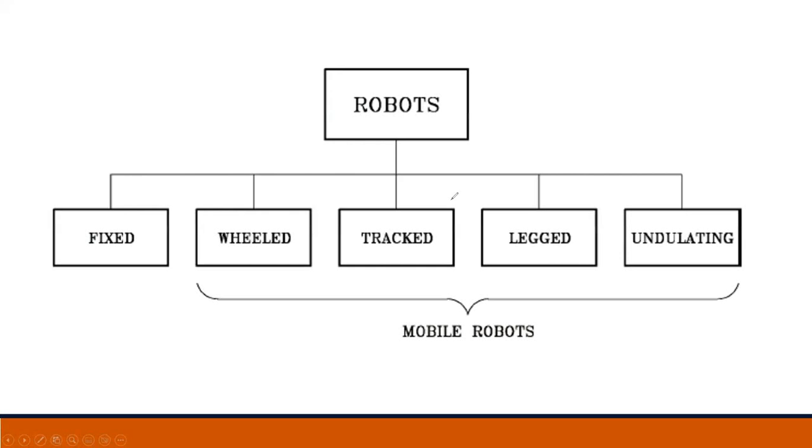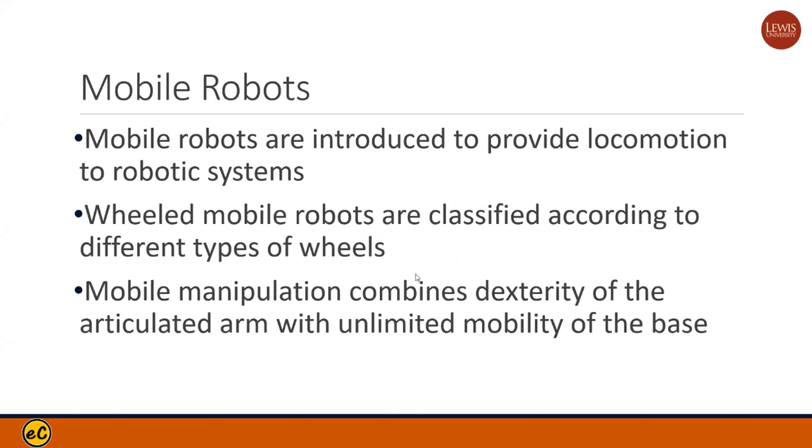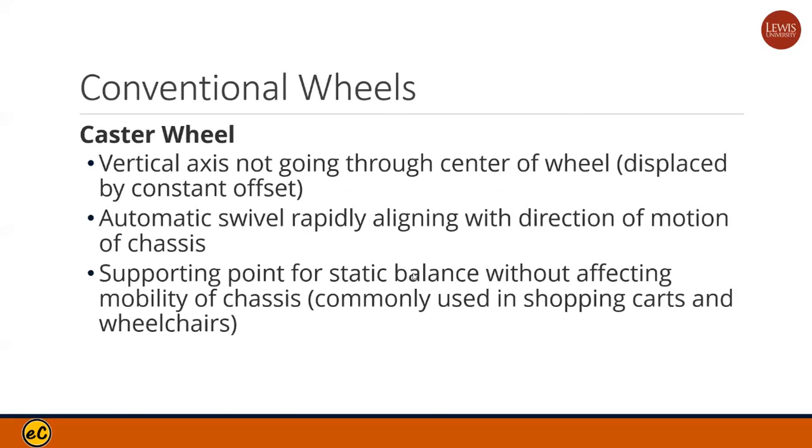The next one is the mobile robot. A mobile robot is the robot manipulator plus some sort of vehicle. If the vehicle is fixed, then it would be a non-mobile robot. You may have wheels, you may have a track, you may have legs, you may have an undulating vehicle. When you have your vehicle carrying your robot manipulator, we call it a mobile robot.